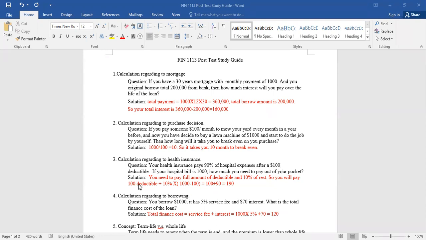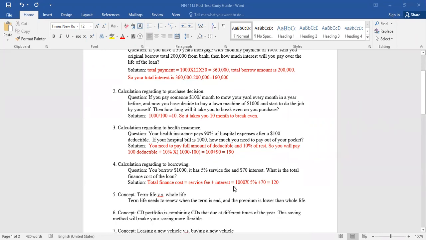So the first $100 deductible, you fully pay it, and after you pay that $100, for the rest the insurance covers 90%, which means you cover 10%. So of your $1,000 bill, the first 100 you pay 100%, the rest the insurance pays 90%, and you only pay 10%. So 10% of that $900 is $90. So totally you only need to pay $190.